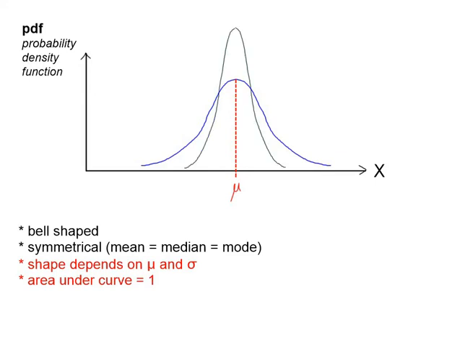So a smaller standard deviation will give you a curve that's taller and less spread out, but still has an area under equal to 1. And if standard deviation increases, the curve is more spread out, but it's less tall and still has an area under equal to 1.